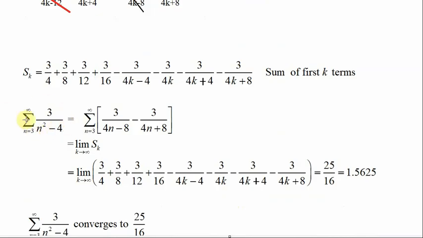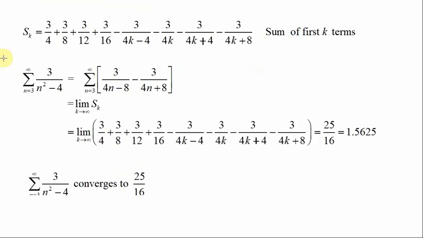So the original series is the same as the limit of s of k as k approaches infinity. So notice that this is the sum of the first k terms. If we allow k to run to infinity, then we get the entire infinite series. And so s of k is this. And then as k approaches infinity, this term approaches 0. So what we have left is these expressions right here. And so if we add all of these up, we get 25 over 16, which is 1.5625.